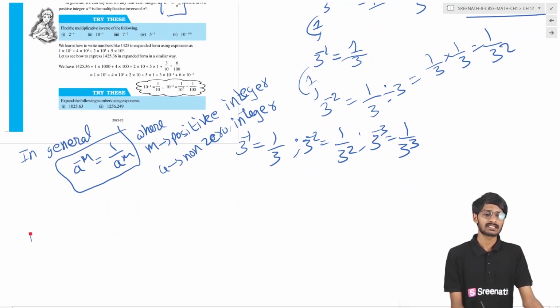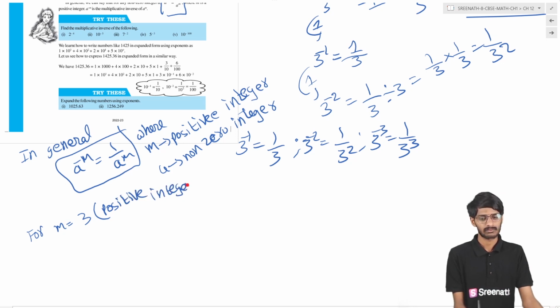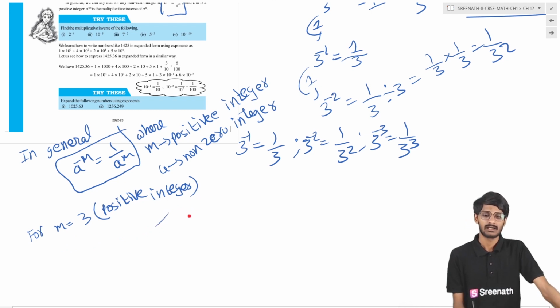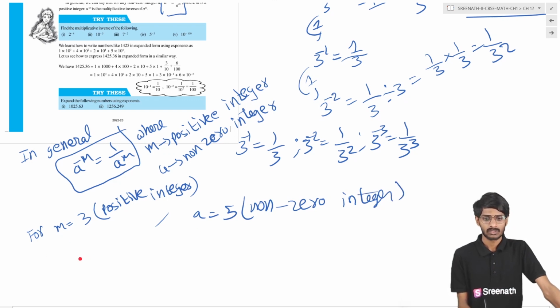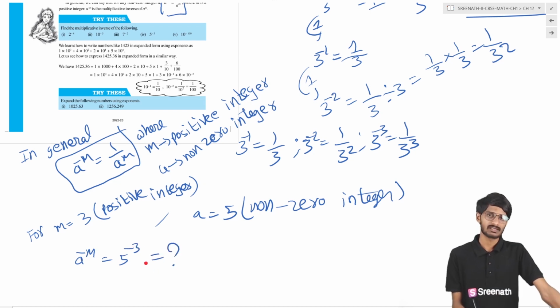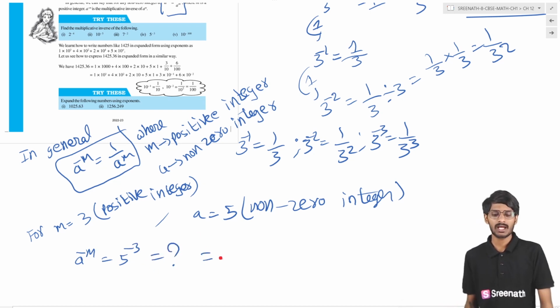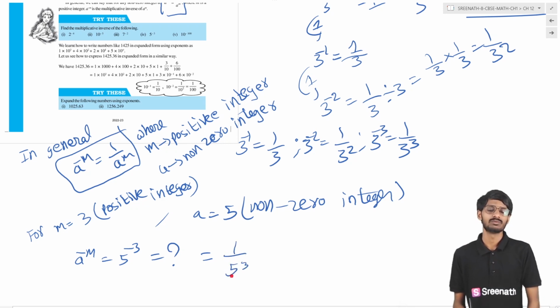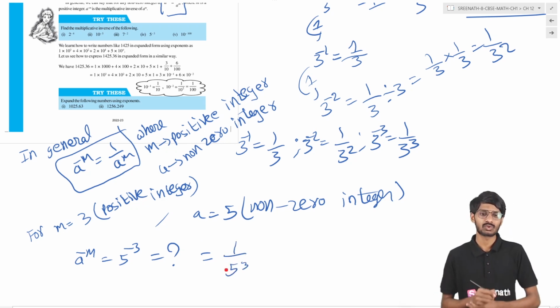Suppose, for example, m equal to 3, students. It is a positive integer. Next, a is equal to, let's say, 5. It is a non-zero integer. Now a power minus m is equal to 5 to the power of minus 3. So what is the value? This is very simple. According to this formula, that is 1 by 5 cube. That's it, students. In this way you have to write it.